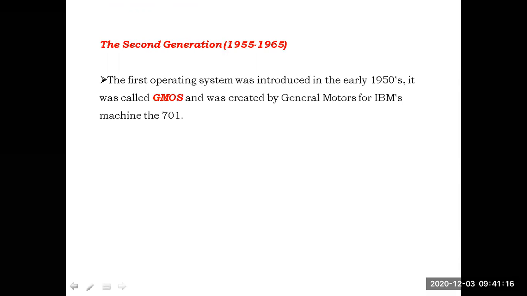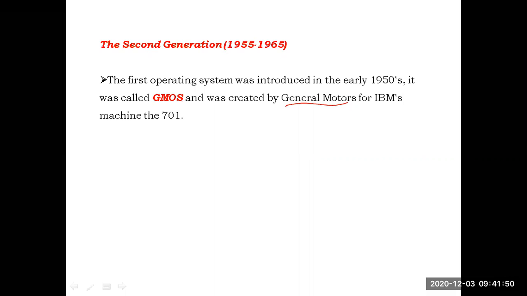It was called GMOS. GM means General Motors. A company named General Motors developed the first operating system. That's why it is called GMOS: G for General, M for Motors, OS for operating system. General Motors operating system. General Motors developed the first operating system to run the IBM 701 machine.